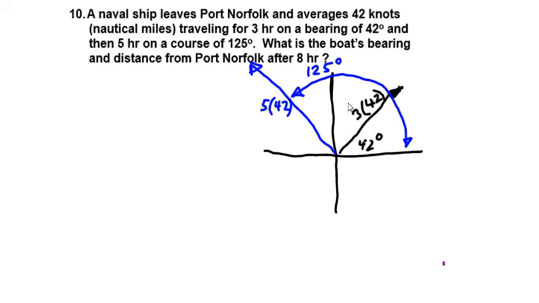So you're going to be up here somewhere, and then you'll get the final bearing and distance. You'll get the bearing by taking the inverse tangent, and you'll get the distance by using the Pythagorean theorem with the x value and the y value. So that's just a little hint on problem 10.